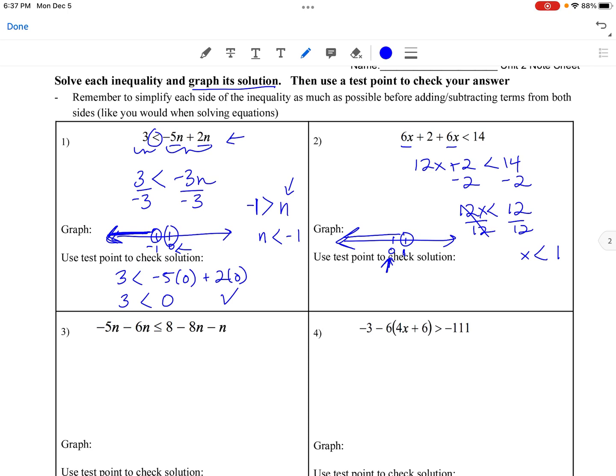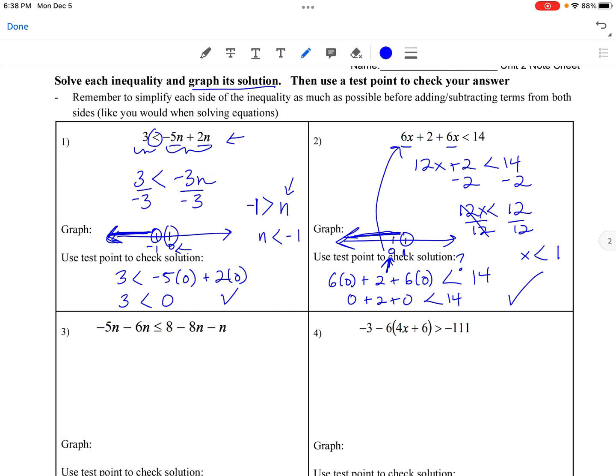And this time, plugging in 0 to our original inequality should make it true because it's part of our solution. It's in the shaded side. So let's see. 6 times 0 plus 2 plus 6 times 0. Is that less than 14? 0 plus 2 plus 0 is less than 14. 2 is less than 14. So we've shaded in the right direction.